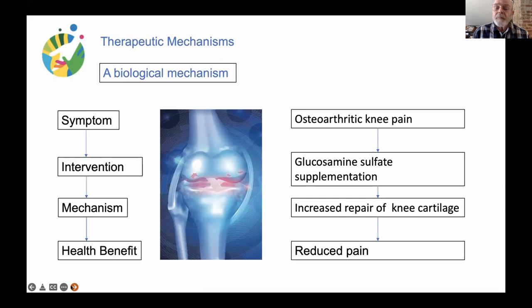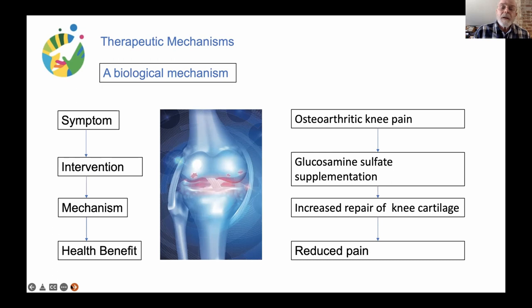Biological mechanism: osteoarthritic knee pain. This also I'm familiar with. One approach is glucosamine sulfate tablets. I've been taking them for years. It's known that glucosamine sulfate, which is the molecule that's in your knee anyway, just declines as you age, like many things. If you supplement it, it increases the repair of knee cartilage, reduced pain. If I skip my glucosamine sulfate for more than 2 or 3 days, my knees start to ache.